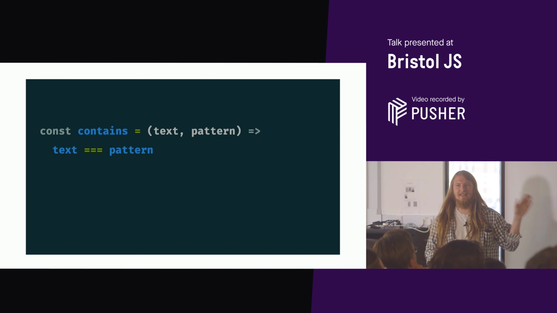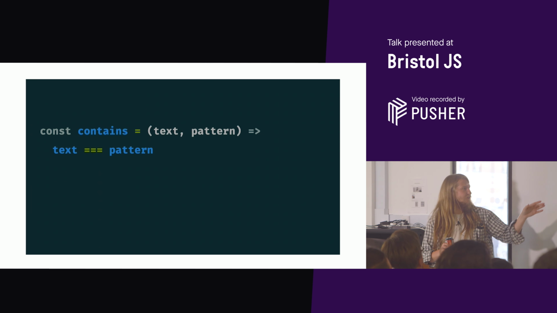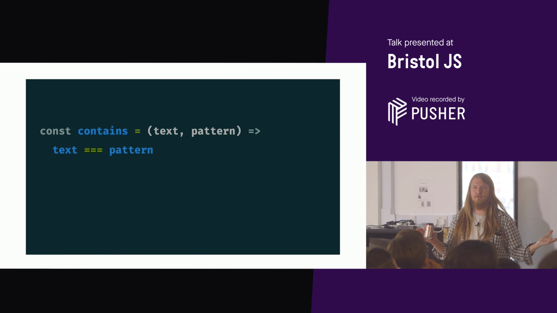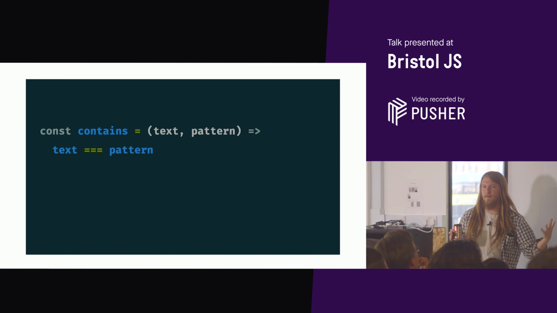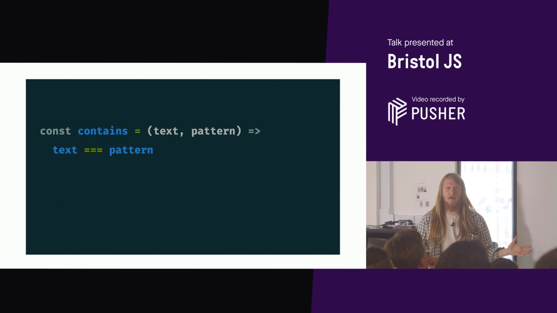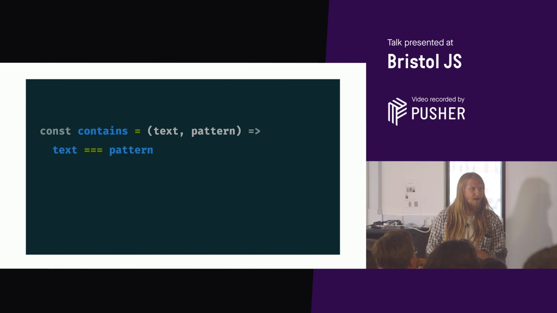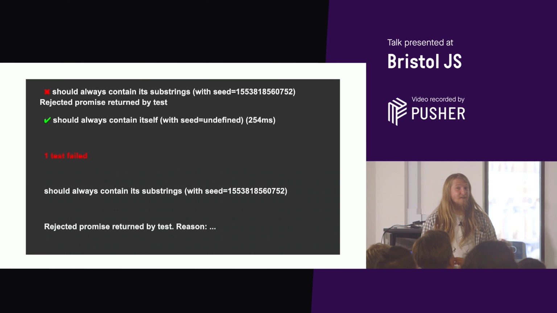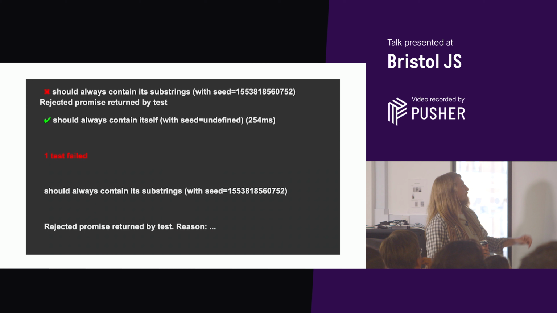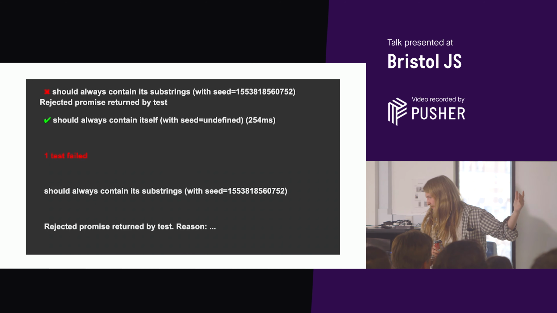So text equals pattern. So if that's foo and foo, well, that should be true because foo equals foo. If it's foo and bar, then they won't match, so it'll fail. So this should work, right? This will pass first time. I'm pretty confident. Let's see what happens. It fails.